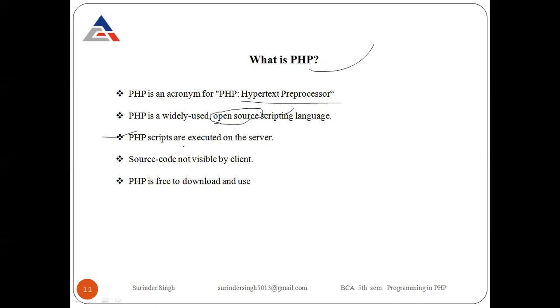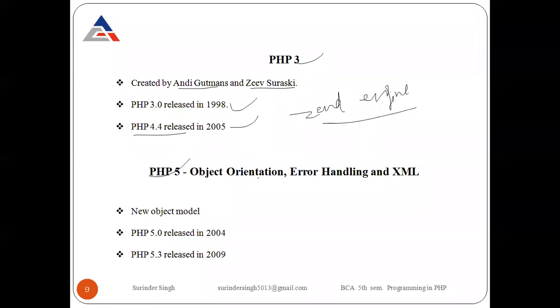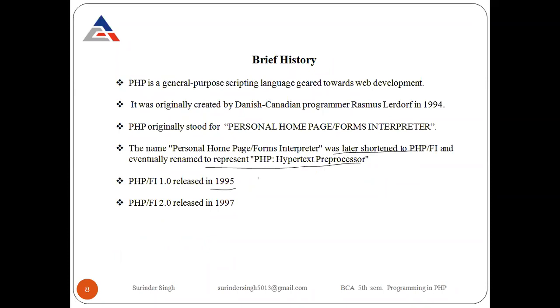Now the next point is PHP scripts are executed on the server, as we have already seen, how PHP code is processed. Source code is not visible to the client. If you have any PHP page and you try to see the source code of that page, the PHP source code for that page is not available to the user.